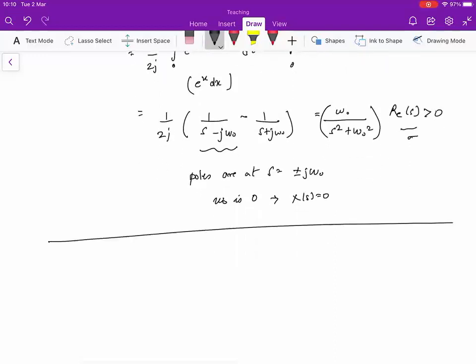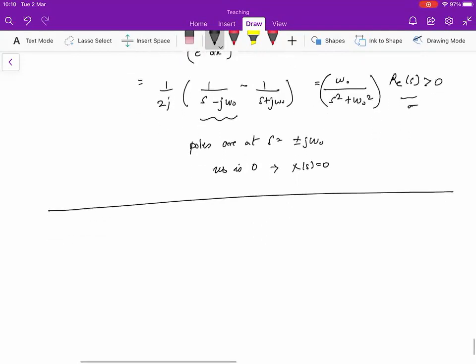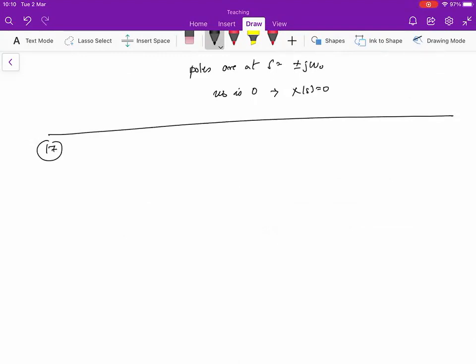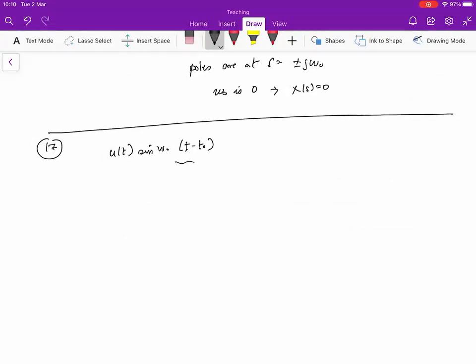Okay. Any other questions? Okay, so let's go to 17 then. 17 is basically saying let's compute the Laplace transform of the signal u(t) sine omega naught t minus t naught. What you see over here is that this is a time shifted sine, where we're shifting the sine wave to the right by t naught.